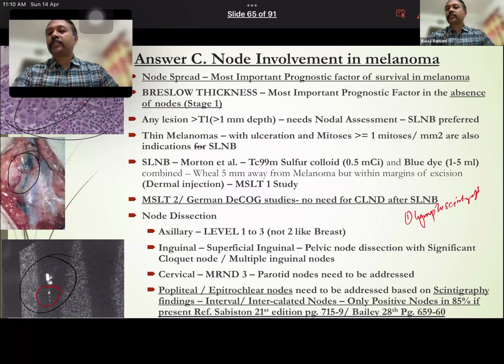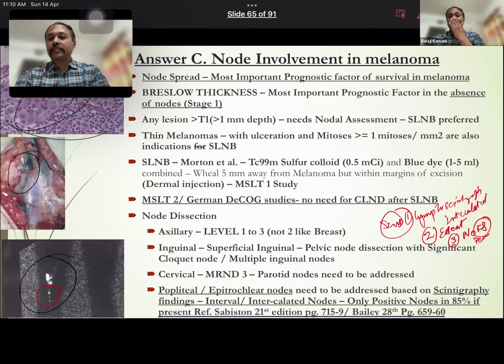Because of the presence of the intercalary nodes, lymphoscintigraphy and a radiotracer are always required. The extent of nodal dissection is going to be different in the various areas. And the third thing is no frozen section is done. It will be only a permanent section as far as the SLNB is concerned. So these are some things we need to remember as far as nodal dissection in melanoma is concerned.